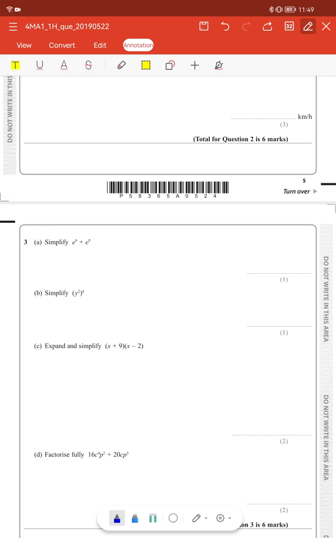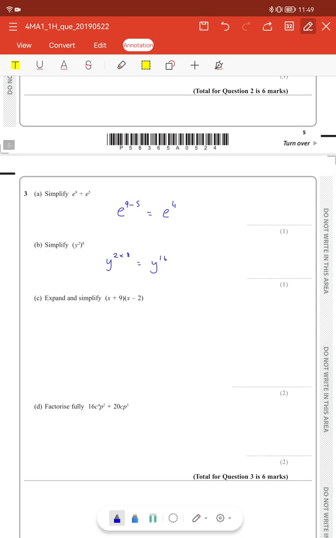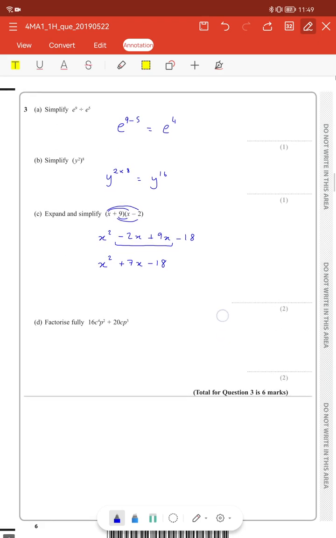We simplify the indices. When we divide, we would just minus the indices. And when we have this, we would times the indices. And for this one, if we're going to expand and simplify, we do the FOIL method, which would give us x squared minus 2x plus 9x minus 18. And we want to collect our like terms, which would give us x squared plus 7x minus 18.